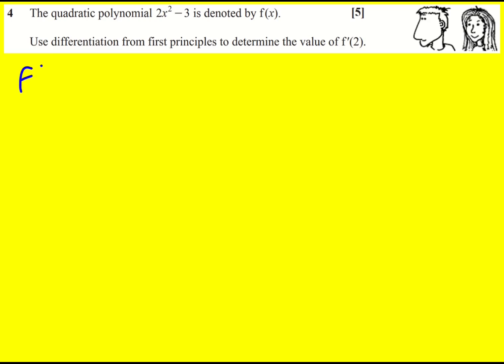We're given the quadratic polynomial f of x is equal to 2x squared minus 3, and we're asked to use differentiation from first principles to determine the value of f dash 2. That is the derivative when x is equal to 2. There's two ways you can do this.